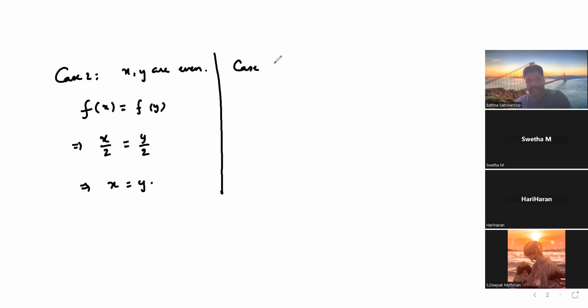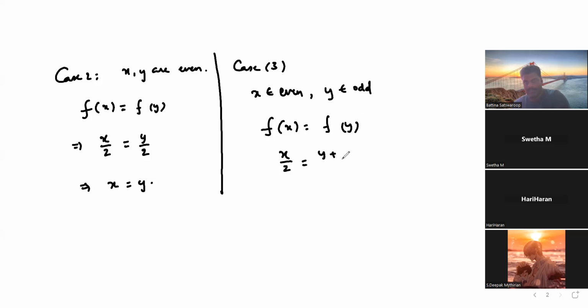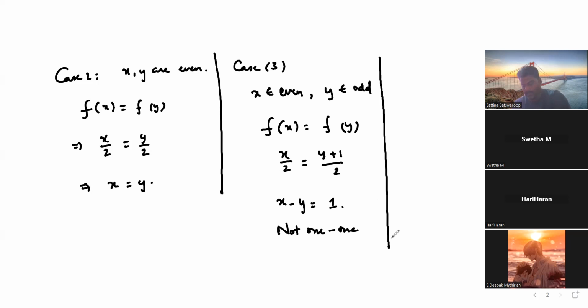Next, I will take case 3, sir. In case 3, what I will do? I will take x is equals to even and y belongs to odd values. So f of x is equals to f of y. So x by 2 is equals to y plus 1 by 2. So what am I going to get? x minus y is equals to 1. Right? So if I am getting x minus y is equals to 1, this is not 1 to 1. Correct, sir? Yes, sir.